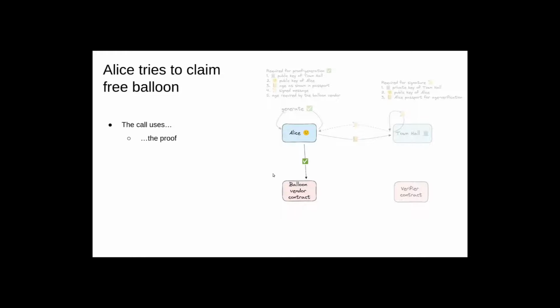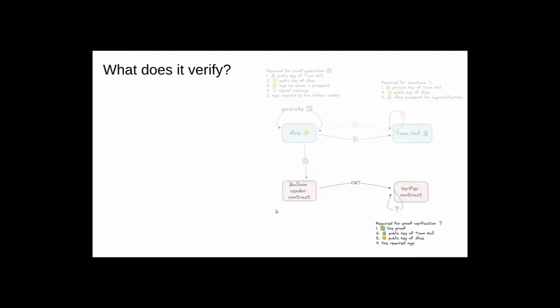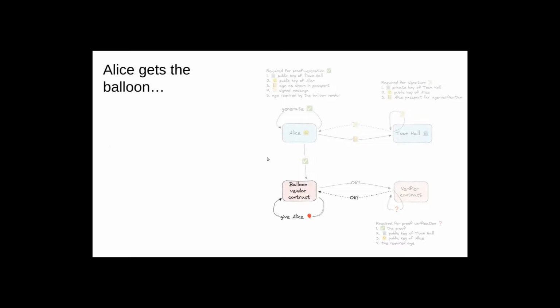And the call has the proof in it. And since it's a blockchain call, it's also Alice's wallet address. And then on chain, the balloon vendor contract will call the verify contract and verify the proof. This is the same things that we generated in the proof. And then Alice gets a balloon, and she did not have to share a birth date with the vendor.